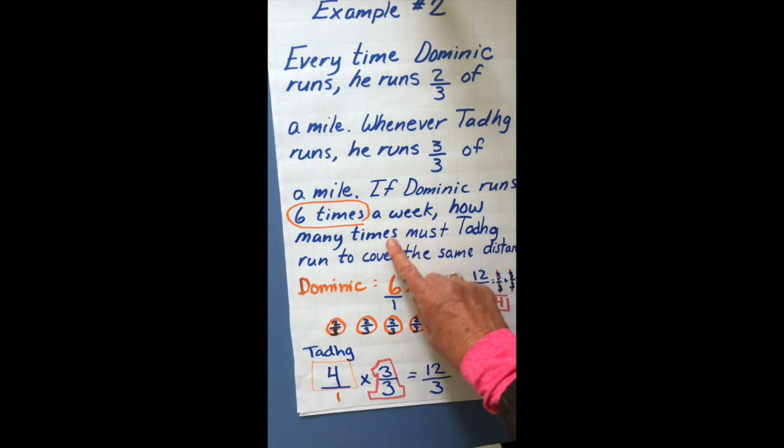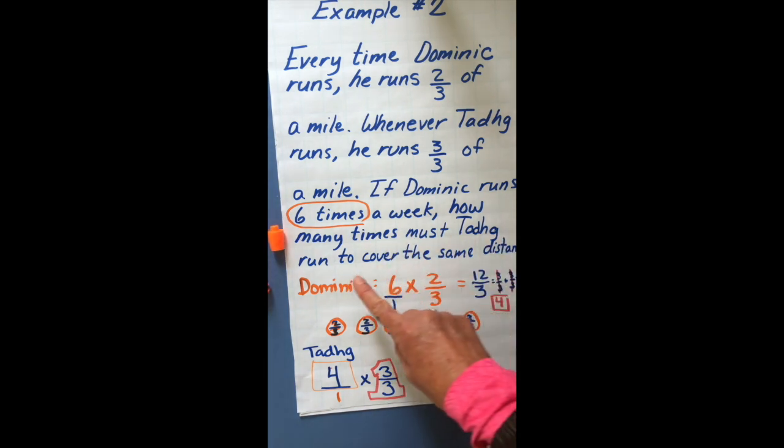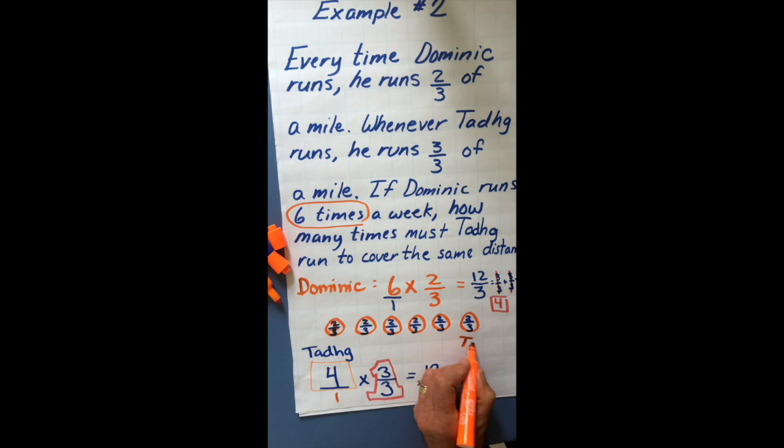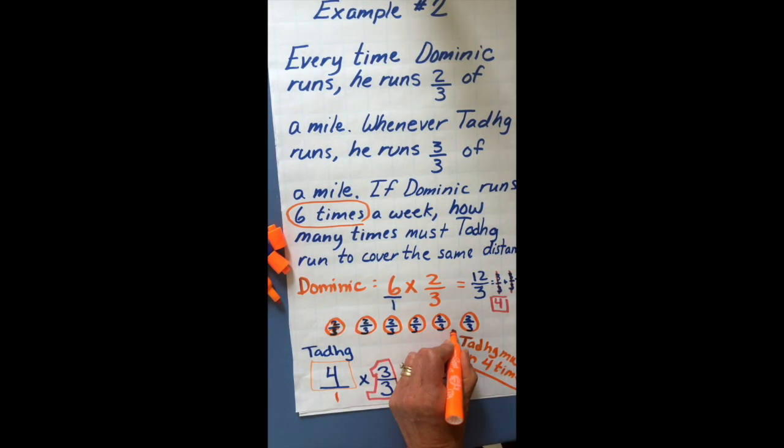So it says, how many times must Tag run to cover the same distance? So I would just say, Tag must run 4 times. And there we have our answer.